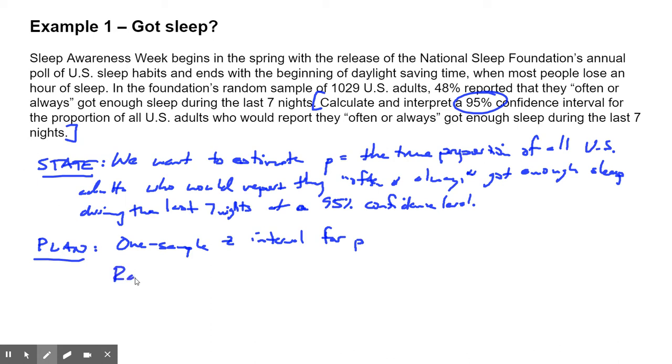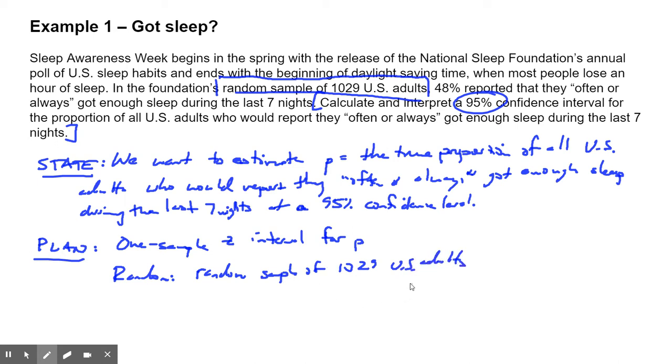First is the random condition. And again, right here, random sample of 1,029 US adults. I'm just going to write that down. I think it's important to write down the number and who they are because you want to state that it's a random sample from your population. So that's what we did. Okay, and now we must do the large counts condition.